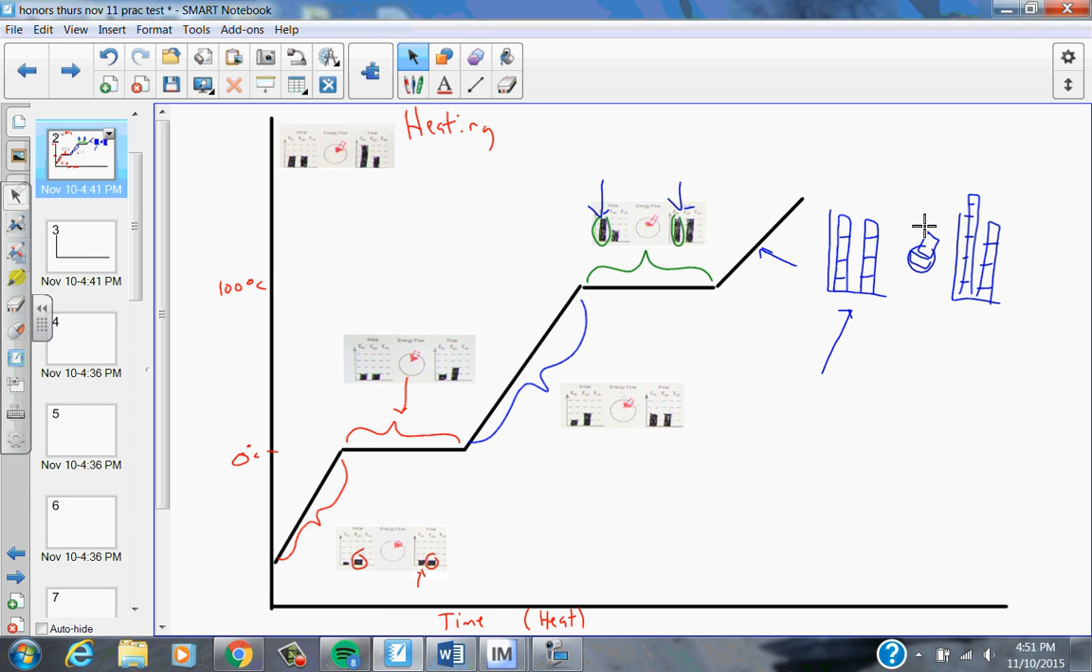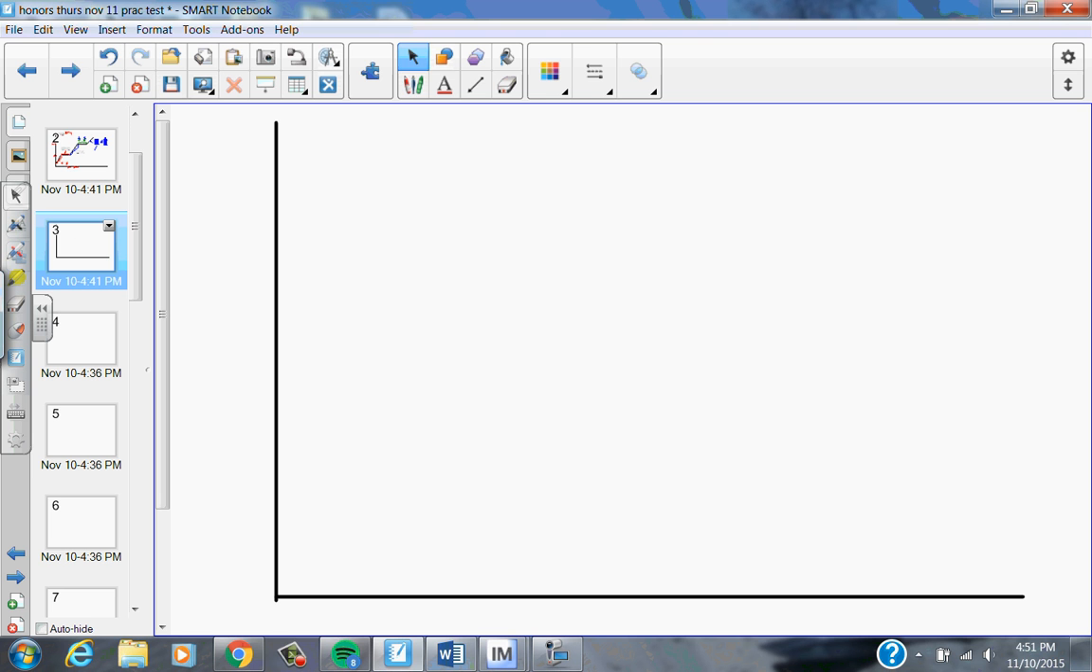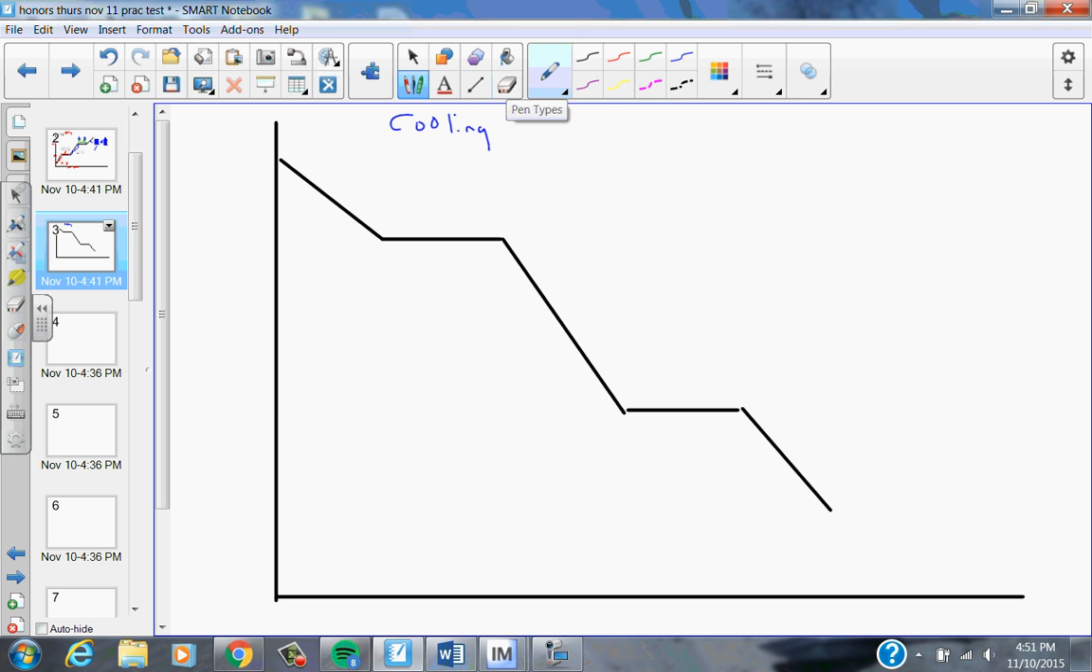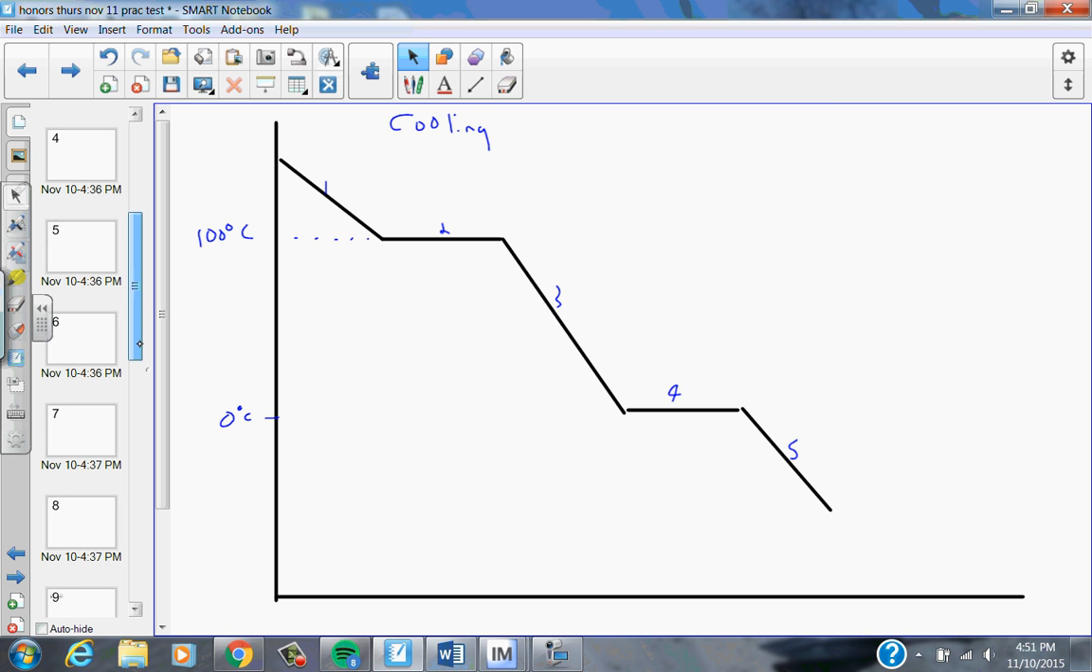Let's see if I can recover then on number 3. Number 3 is supposed to be cooling, or on slide 3. A cooling curve is going to start high and go down to a certain point, and then a phase change, down to another point, and then a phase change, and down to another point. What are those magic numbers? 0 degrees Celsius is where one of the phase changes. 100 degrees Celsius is another one. I need, once again, 1, 2, 3, 4, 5 different diagrams. Let's see then if I really have them.